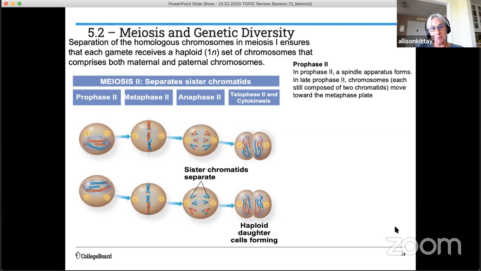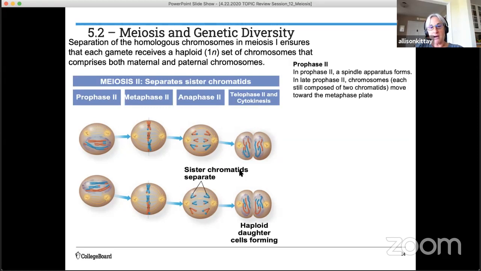And then what happens in metaphase 2, the homologous chromosomes line up in the middle of the cell. And now in anaphase, the chromatids are separated. And so the chromatids move to opposite sides, and you can follow either one of these. It happens in both of the cells that are the result of meiosis 1.